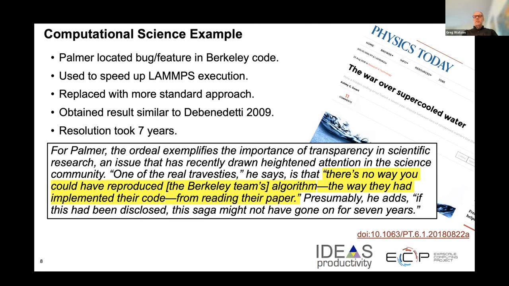And that resolution took about 7 years. Presumably other papers and other researchers had seen the second result, and maybe that had influenced their own research. But the interesting conclusion that they drew was that there's no way that the Berkeley algorithm really could have been reproduced from just reading their paper, because their paper had stated that they just used the standard LAMMPS code and had not documented the changes that they'd made. So that was a pretty interesting result.